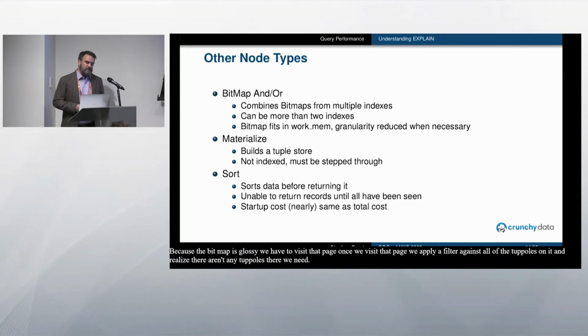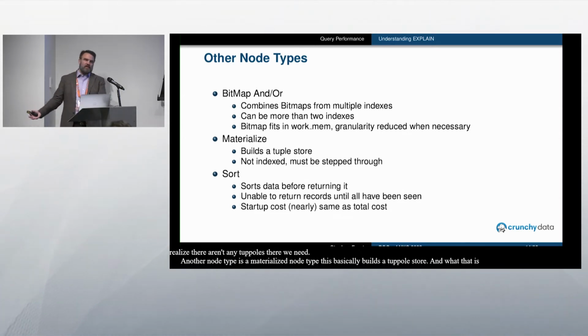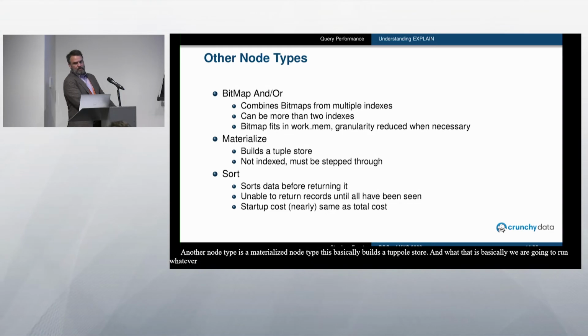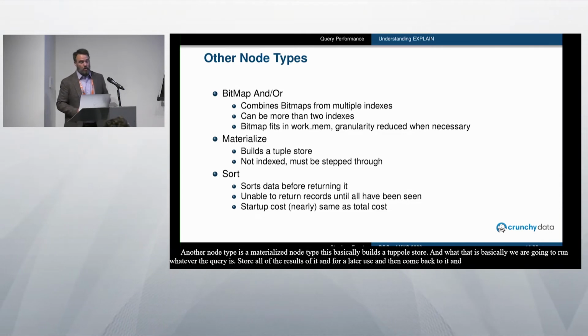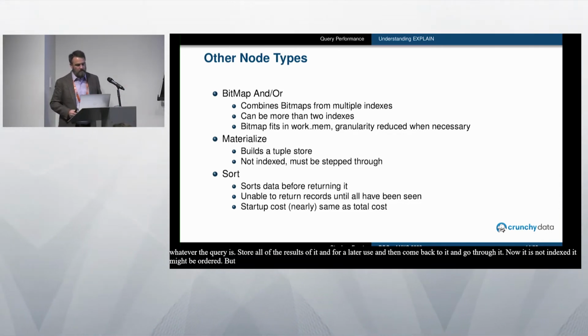Another node type is a materialized node type. This basically builds a tuple store. And what that is, basically, we're going to run whatever the query is, store all the results of it for later use, and then come back to it and go through it. Right? Now, it's not indexed. It might be ordered. Right? But we still end up having to step through it.